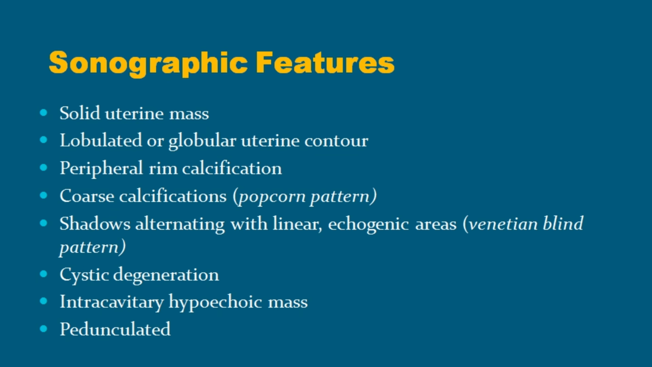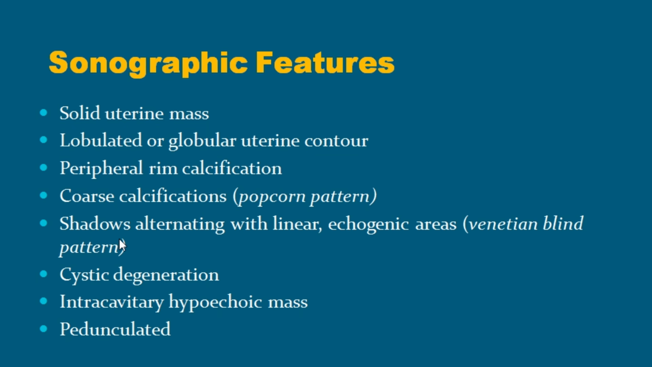The fibroids exhibit a wide range of ultrasound appearances. The most common sonographic pattern is a hypoechoic solid uterine mass, although some fibroids are hyperechoic or heterogeneous. Large fibroids are exophytic and can result in a lobulated uterine contour. A peripheral rim of calcification is commonly seen. Fibroids sometimes contain coarse calcifications in a distribution resembling the popcorn pattern.